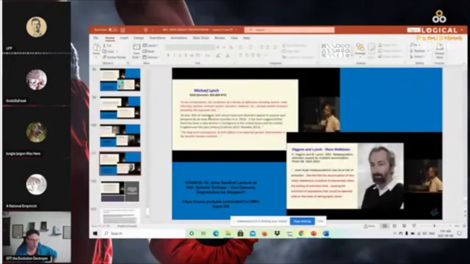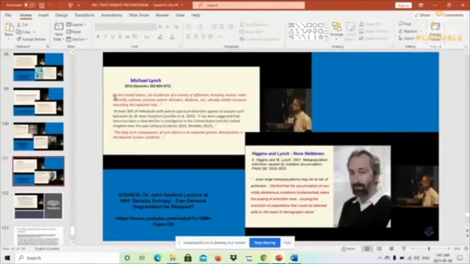So right here, Michael Lynch, another world famous population geneticist, is pointing out that in the United States, the incidences of a variety of afflictions, including autism, male infertility, asthma, immune system disorders, diabetes, already exhibit increases exceeding the expected rate. He also goes into rates of autism, people being diagnosed with some type of autism spectrum disorder, and points out the long-term consequence of such effects is an expected genetic deterioration in the baseline human condition. So population geneticists are actually recognizing this today as a real problem, as we're seeing it in humans.